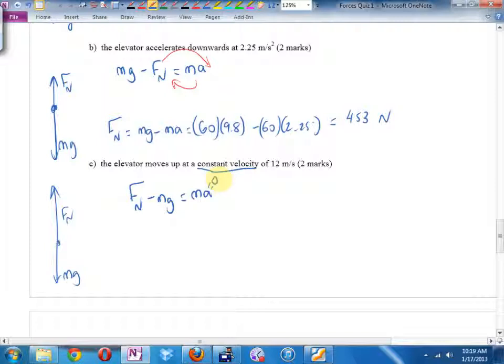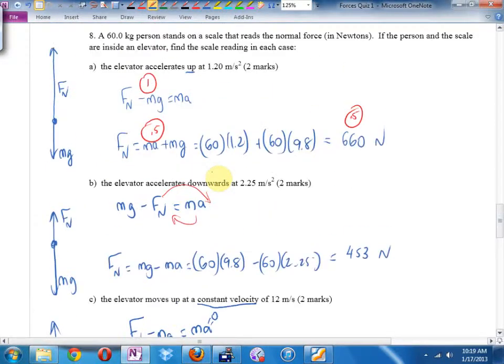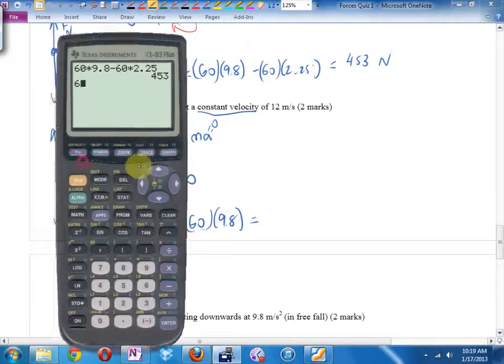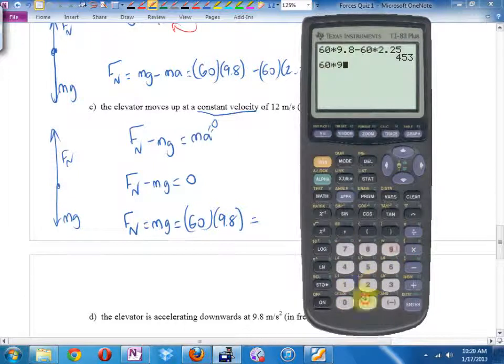So if I hear you, you're saying that? Yeah. Oh, by the way, the marking scheme for B, same as number 1. Same as A. So 1 mark for the equation, a half mark, half mark. I think what you're then saying, Dylan, is this. Winner minus loser equals 0. Is that what you're saying? In fact, I would plus the mg over, and I would say Fn equals mg, which is going to be 60 times 9.8. It's going to be 588.